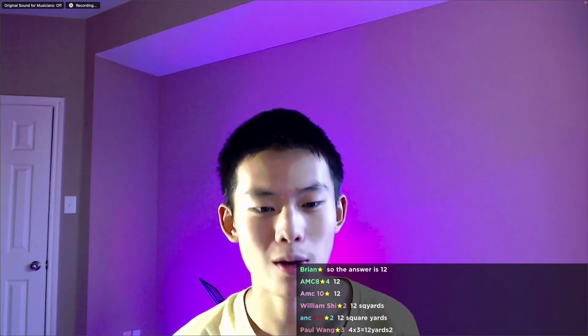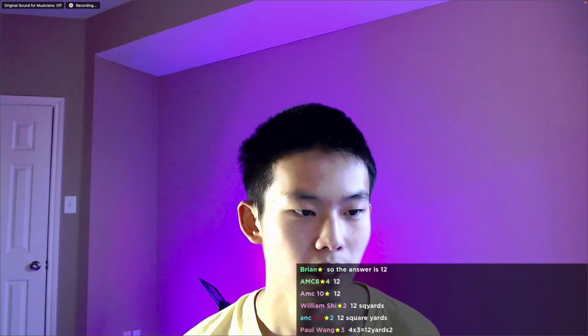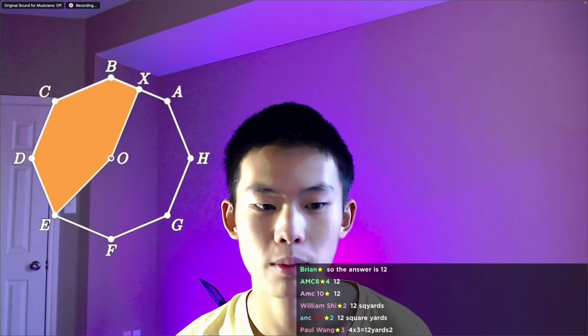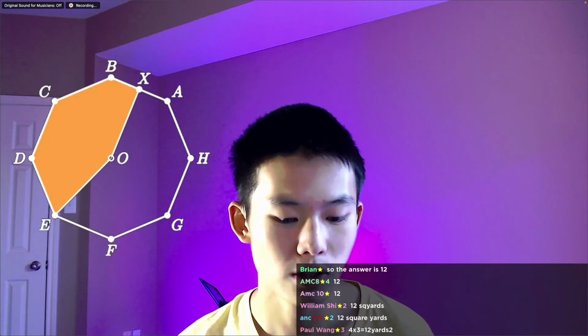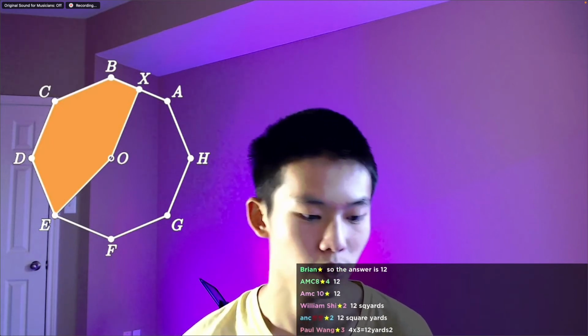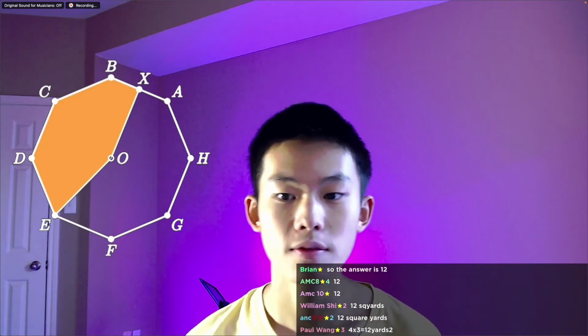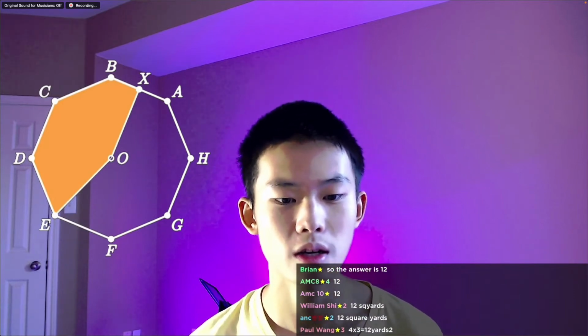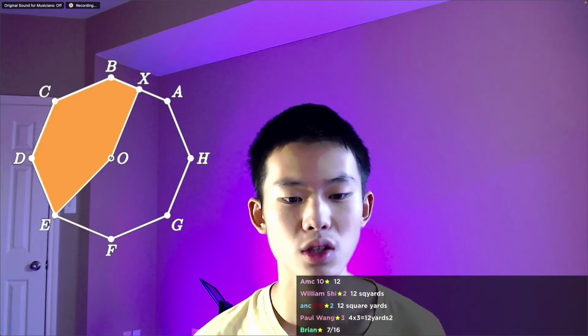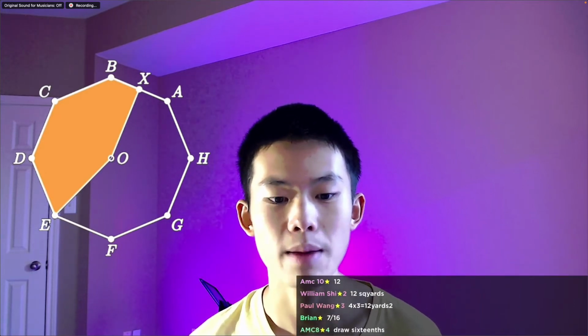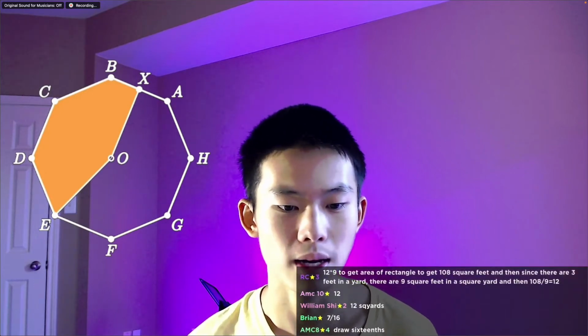Yeah, definitely. And now we can move on to question number 2. This one seems to be a little harder because now we have a regular octagon, ABCDEFGH. In this regular octagon, X is the midpoint of side AB. You want to see what fraction of the octagon is going to be shaded. Well, the main difficulty is we don't quite know what to do with the side AB, because X is the midpoint of AB, right?